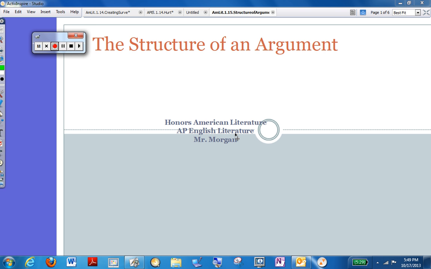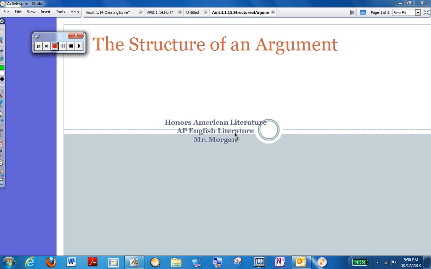Hey kids, today we're going to be looking at the structure of an argument. Now remember, the purpose of an argument is to convince your audience that they need to change their beliefs, change their feelings about an issue, take a course of action, or perhaps just consider something or a position that they had never considered before. Now, most arguments contain these 5 elements.